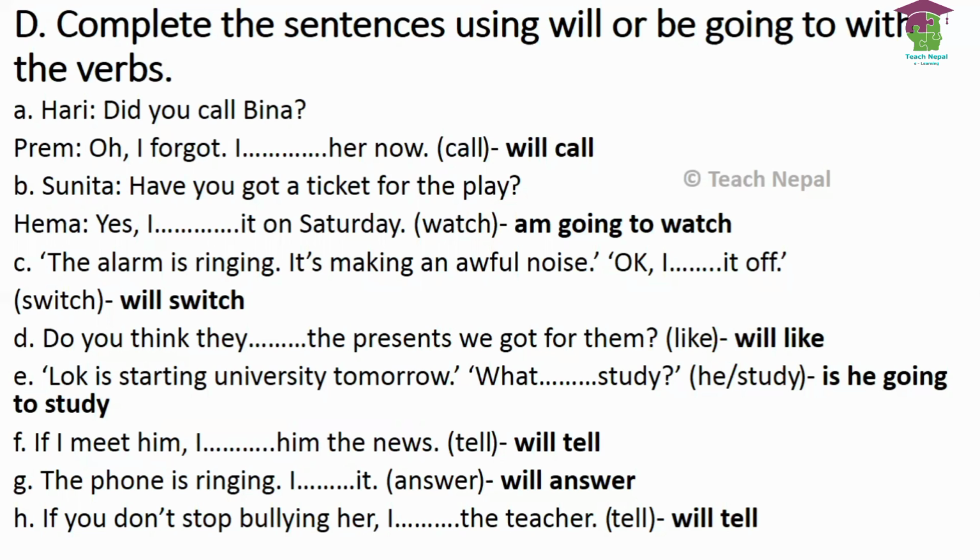Number C, the alarm is ringing, it's making an awful noise. Okay, I will switch it off, right? Switch it off. In this way, number D has will, number E is he going to study, right? What is he going to study? In number F we say I will tell him, in number G I will answer it, right? Number H, we say will tell. In this way we can do it.